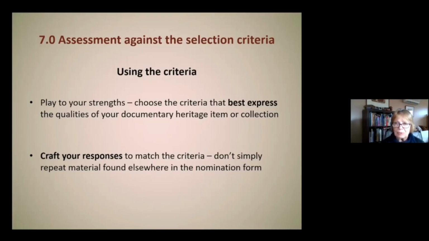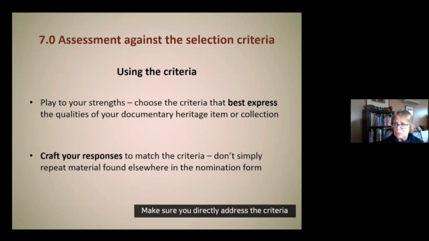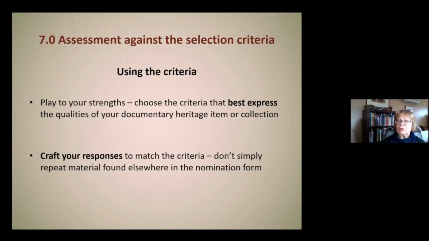Whether it be in the history and provenance section or in the description or the cataloguing or whatever, make sure you directly address the criteria. Don't just keep plonking bits of text in that you think is going to match that particular criterion.